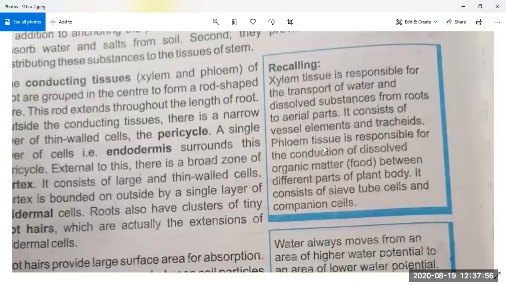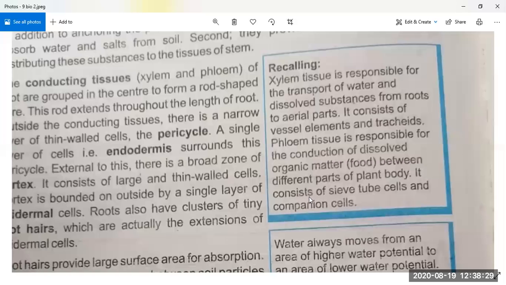And then we talk about the phloem tissue. Phloem tissue is responsible for the conduction of dissolved organic matter. How do we get this organic matter? We get it from the soil, which is why a plant needs fertile soil. These organic matters are dissolved in the water in the soil. So the phloem's function is to distribute this food between different parts of the plant body. It consists of sieve tube cells and companion cells.